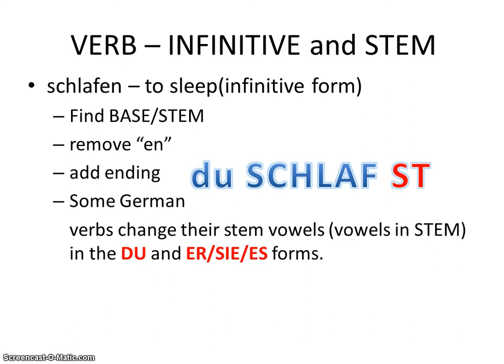However, since this is going to be the stem vowel change, some vowel in the stem is going to change. So the vowel a will change with this form. Notice that the stem vowel change only occurs in the du and the er-sie-es form. So for schlafen, it's going to become du schläfst. The a becomes an a umlaut. Du schläfst.